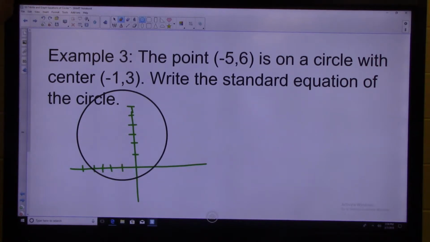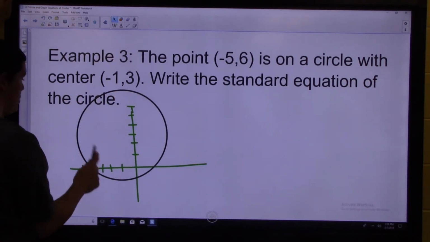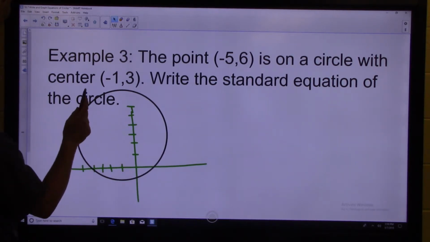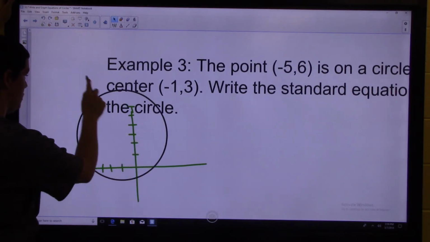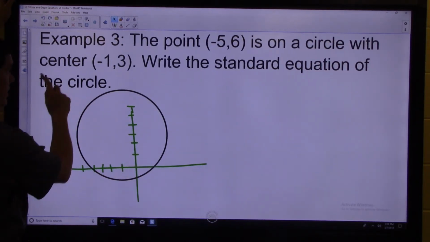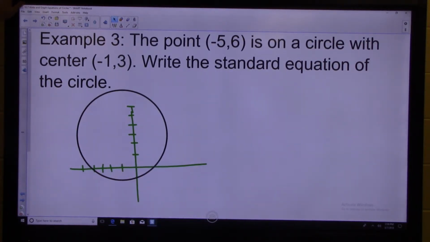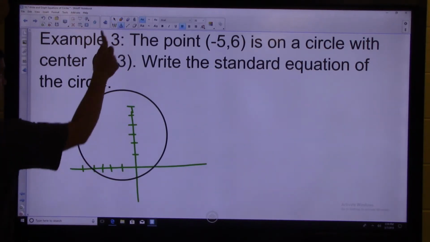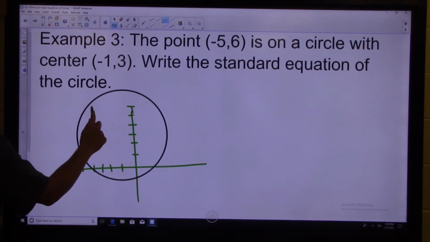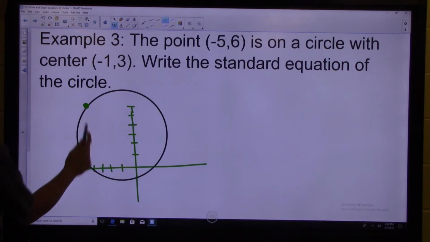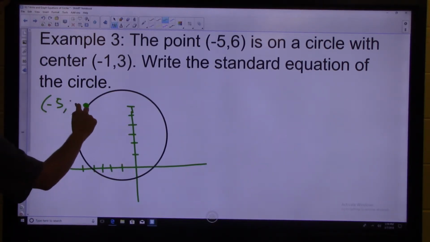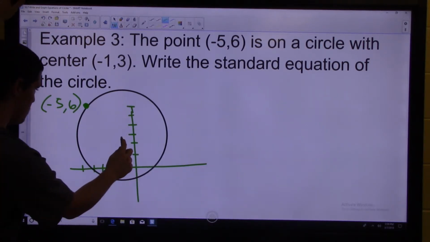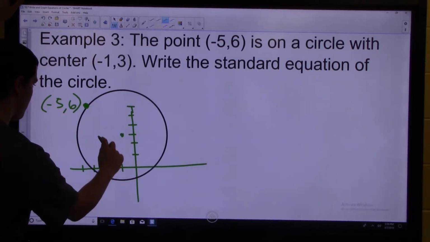All right, I'm not going to edit this out. It's not working out for me. I should have put it on graph paper. Whoops. Yeah, let me just move that up. There we go. Let's just pretend that this is the point. I know it doesn't look like it. Let's pretend that's the point. Well, it's not bad, I guess. Let's say this is -5, 6, and the center is -1, 3.